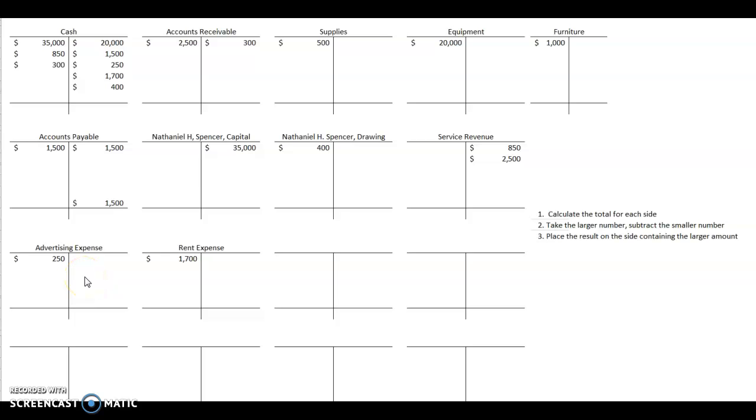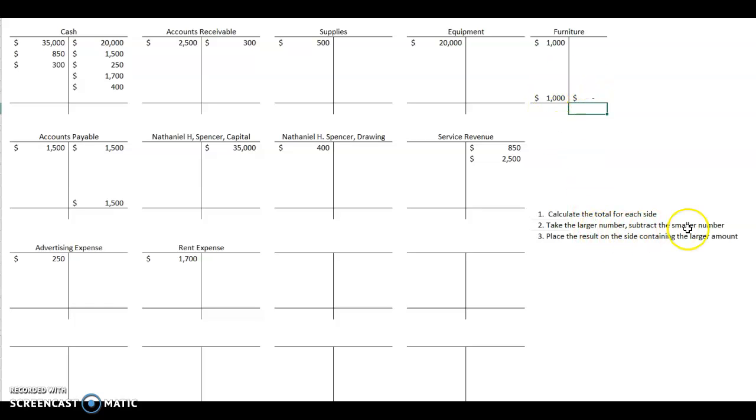Now that we have finished posting all of our transactions to our T accounts, we will calculate our ending balances. So we will start with the furniture account. You calculate the total for each side. So our total debits are $1,000. Our total credits are going to be 0.